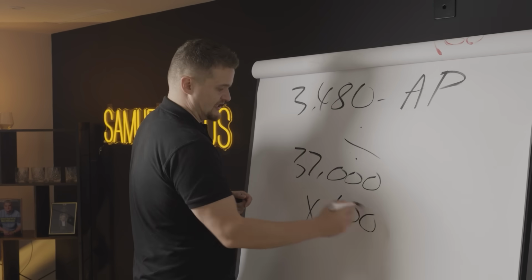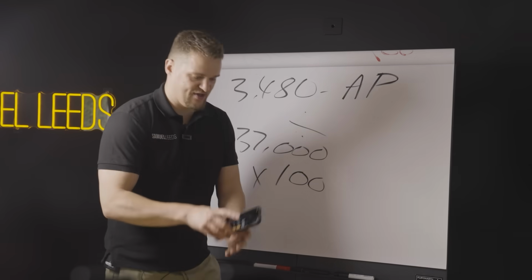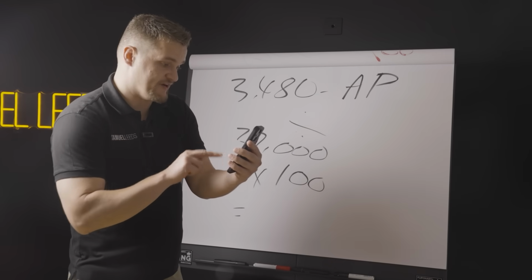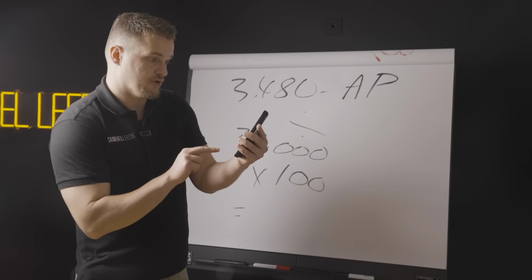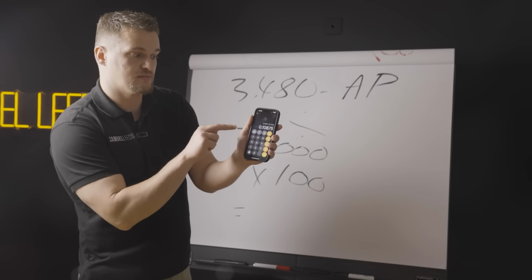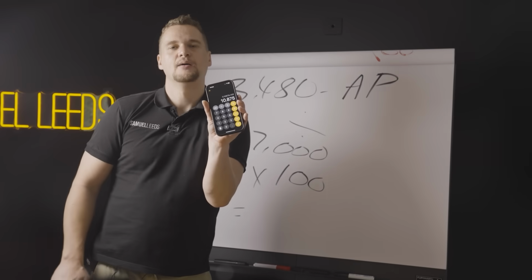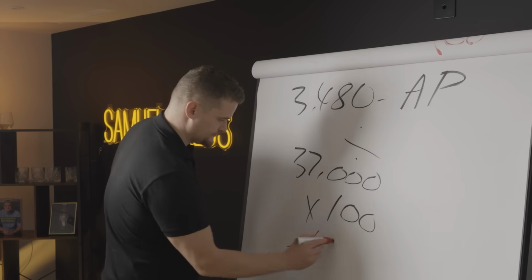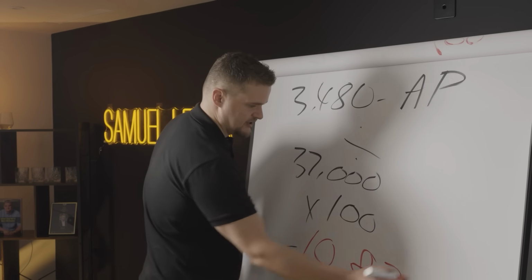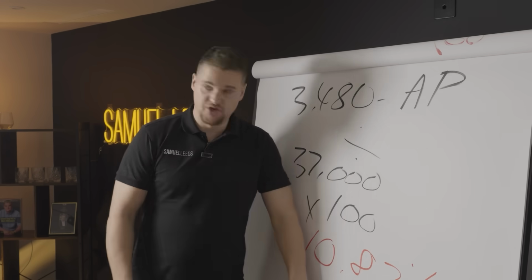That's going to be our return. Times 100 to give us the return figure. And let's work it out. So 3,400 divided by 32,000 equals 0. And then we're going to times that by 100, of course, to give us our, there we go, 10.875% return on investment. The question is, is that good or is that bad?